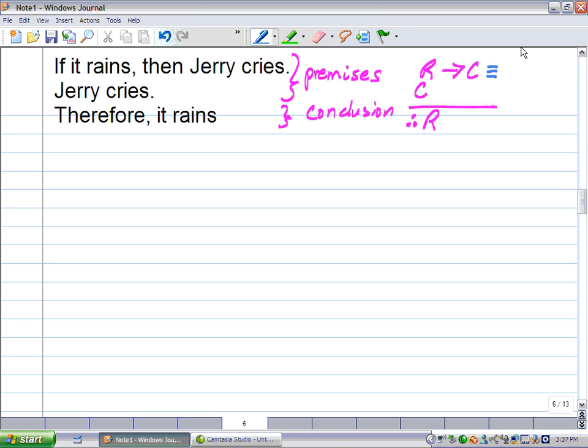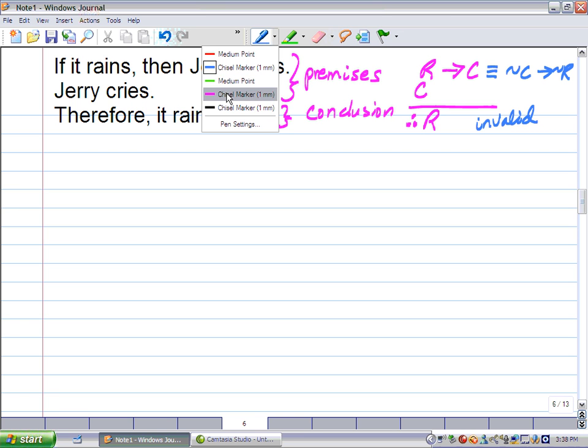the contrapositive would be not crying implies not raining. So I kind of have those three premises. So I can tell from looking at this that this would be a converse error and that this is an invalid argument. I had to think a little bit, but I could figure it out using those arguments.